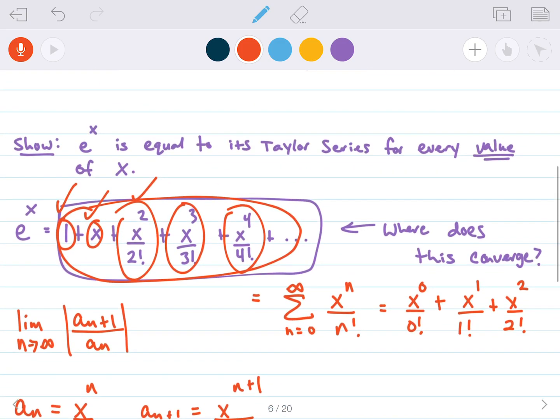E to the x is represented by this series. The series converges for all x. So we can use any value of x here. Some of the series that we're going to look at, we can't. We have to omit some x values, because those x values aren't going to give us a valid Taylor series expansion. But for e to the x, it's going to work for any value of x.